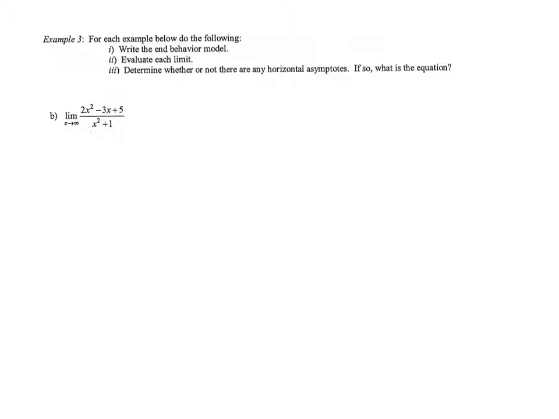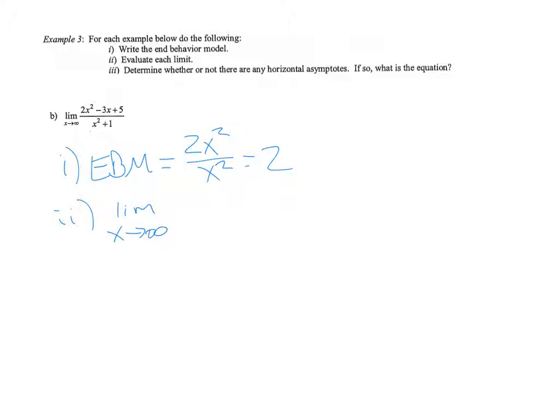Okay, for our second example, go through the same process. Our end behavior model is going to be 2x squared over x squared, and that's just going to reduce to 2. Some of this gets a little redundant, but we want to evaluate that limit. So the limit as x approaches infinity of 2, well, there's really nothing to plug in there. It's just consistently 2, so that's also going to get us a nice answer. So what's going on with the end behavior? We'd say yes, there is a horizontal asymptote, and it is y equals 2. So that one's not so bad.